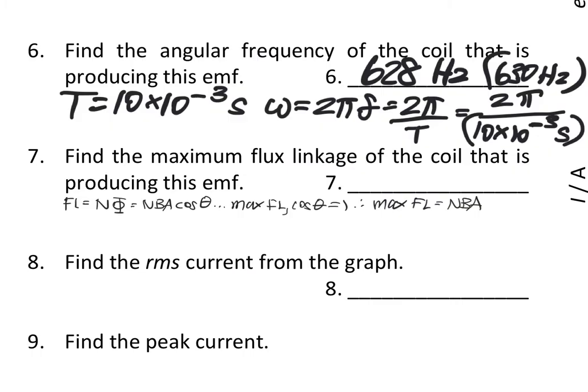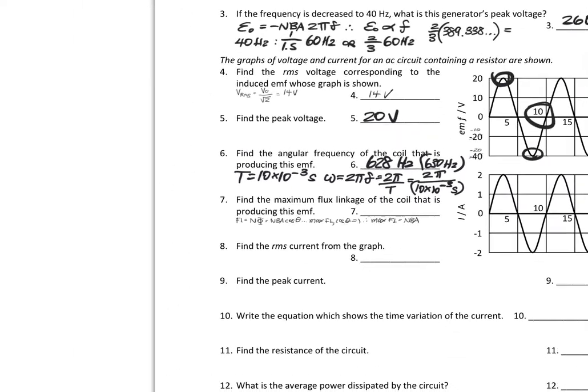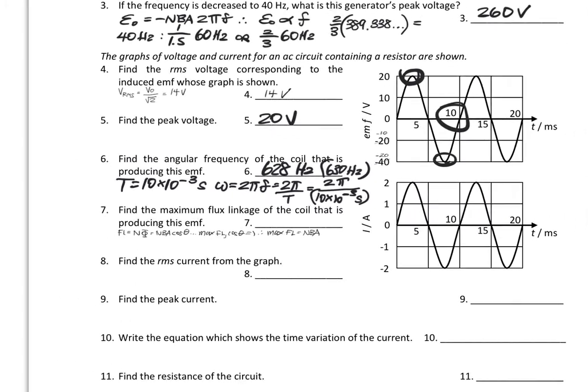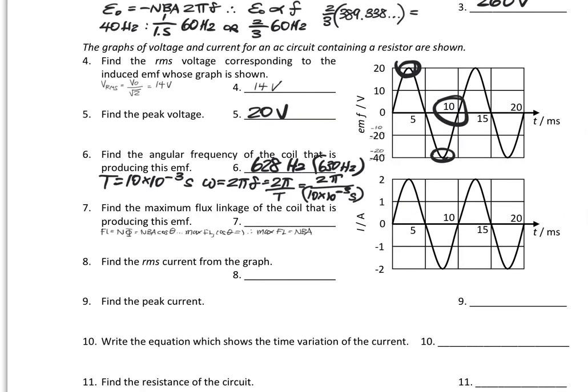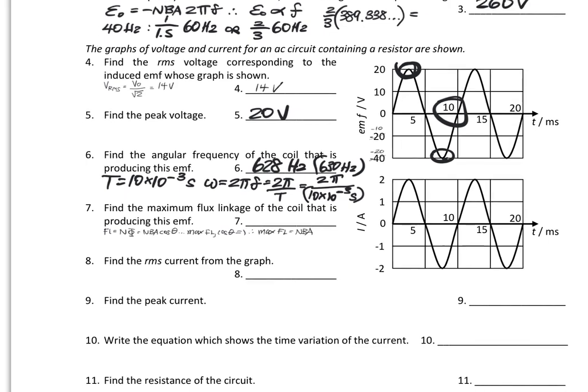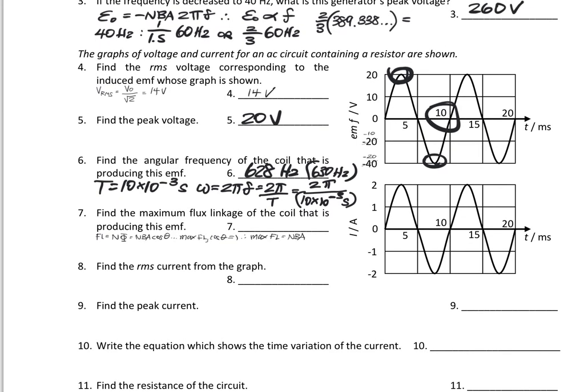And then the flux linkage is N times the flux, which is NBA cosine theta. For the maximum flux linkage, that cosine theta would be equal to 1, so the maximum flux linkage is NBA. Now that's great, but we don't know the number of coils, the magnetic field strength, or the area of the coil. We do, though, have a graph of EMF versus time.